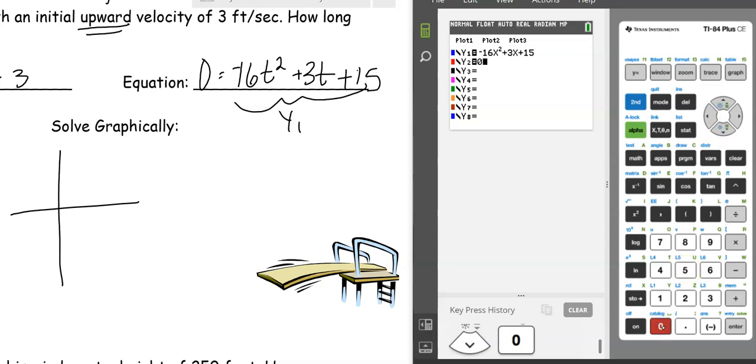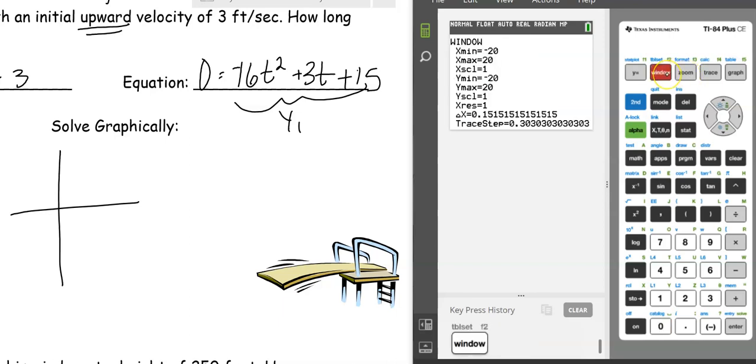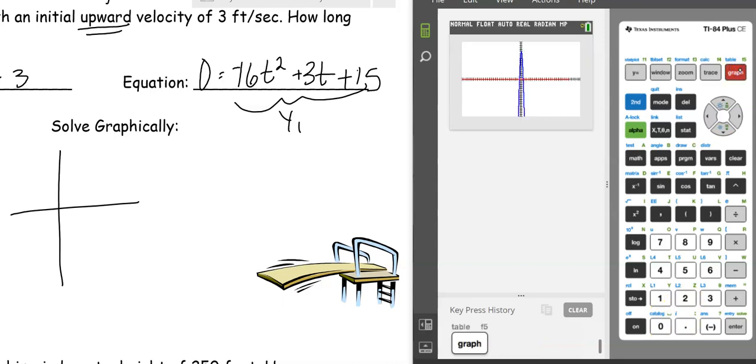This is something that we have done so many times. I'm going to make my window a little bit bigger. I'm going to make it negative 30, 30, and then I'll keep this negative 20, and I'll make this one 20. Go ahead and hit graph. I just zoomed out. This may have been a little too far, which is okay. Really, it looks like this.